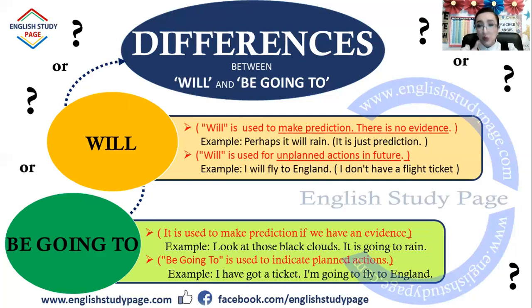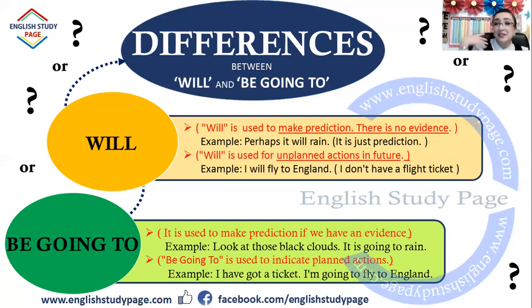Only for some words, you are going to use will or you are going to use going to. That is the difference. Will is for predictions with no evidence, or sometimes without evidence, and going to is used to talk about planned actions. For example, I have got a ticket. I'm going to fly to England.